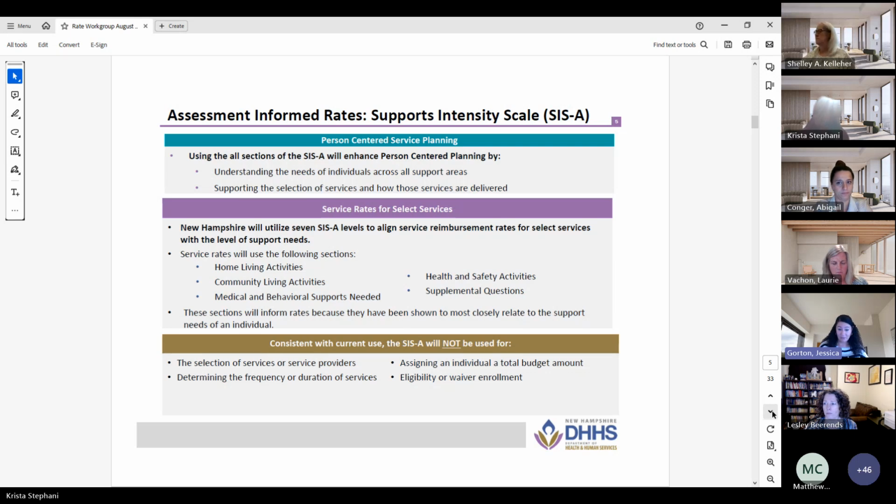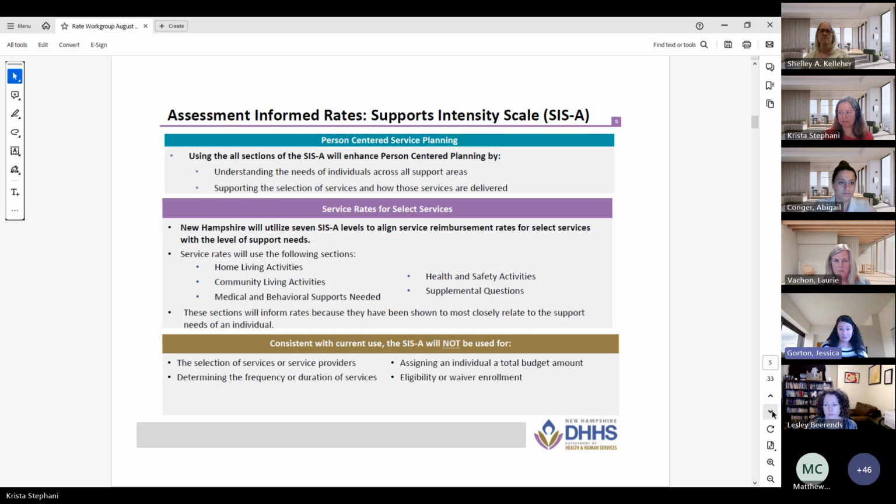From a service and a rate standpoint, the SIS-A is going to be utilized to identify support needs in certain very specific areas: home living activities, community living activities, medical and behavioral supports that might be needed, health and safety activities, and then there are some supplemental questions. Those sections inform rates because they've been shown to most closely relate to the support needs of the individual, and that has a direct impact on which rate it might match to.